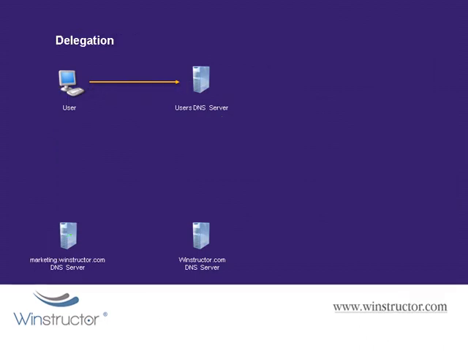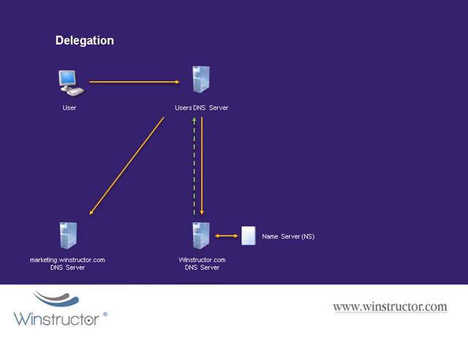So if our user out on the internet wants to access a host on the marketing.winstructor.com domain, he'll first contact his own DNS server. The DNS server will contact the DNS server that's authoritative for the winstructor.com domain. This server knows that it isn't responsible for the marketing.winstructor.com domain, but it does know who is responsible, as it has an NS record that tells it to forward all marketing.winstructor.com requests to the server listed in that record. So it sends back the IP address of the DNS server in the marketing.winstructor.com domain.